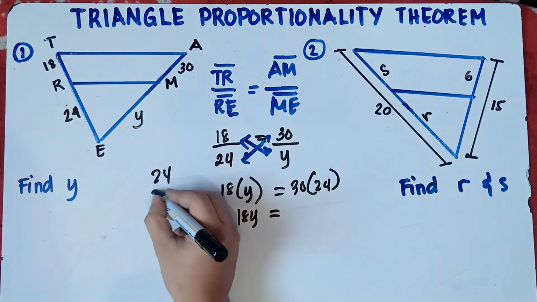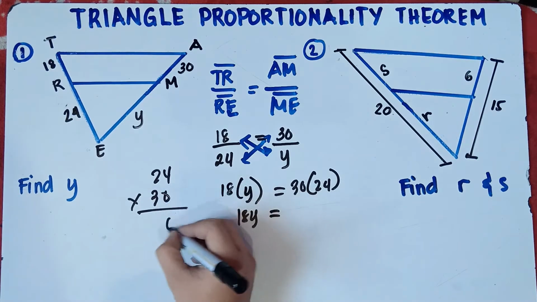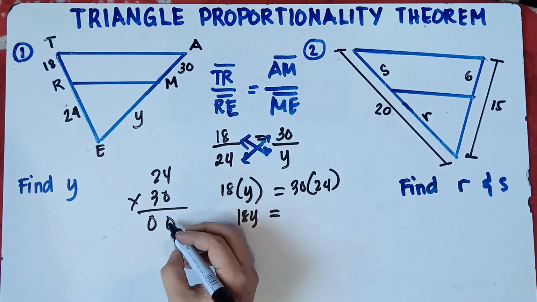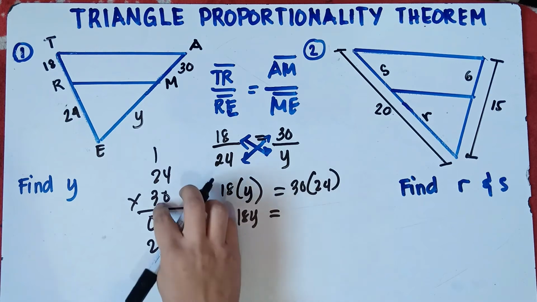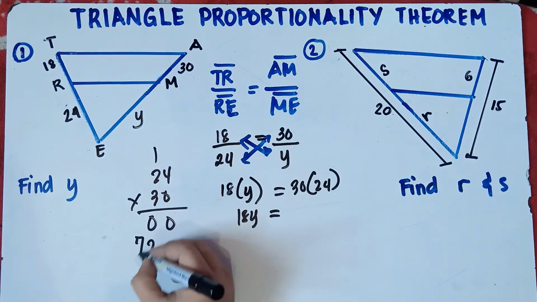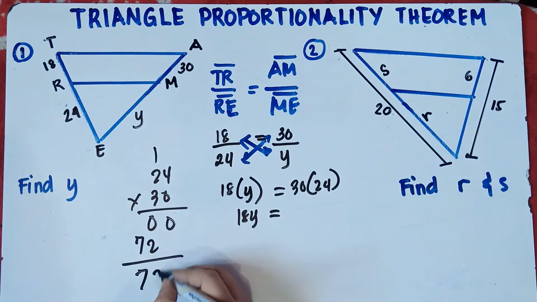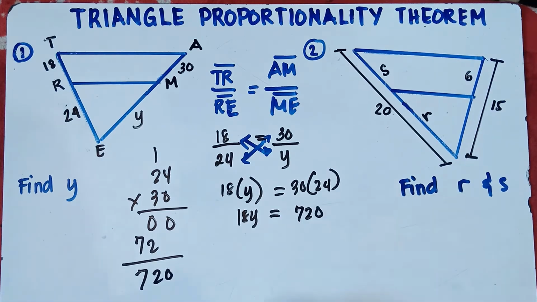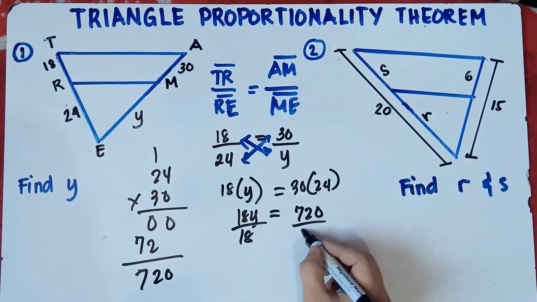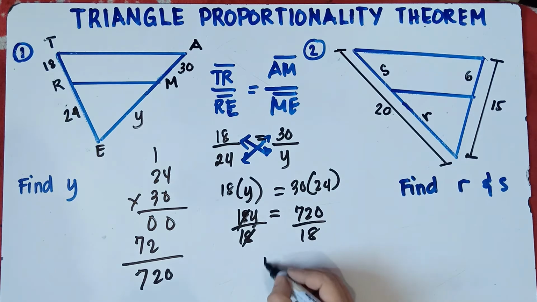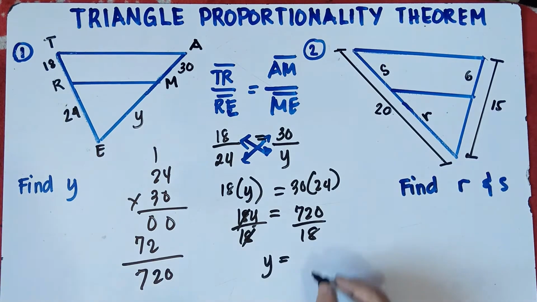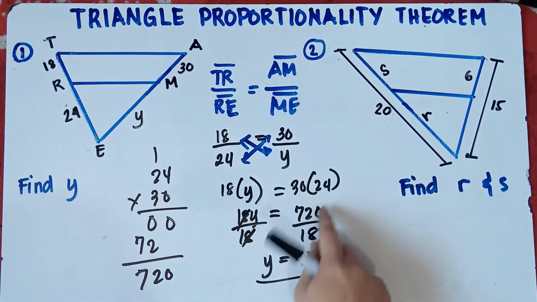So 24 times 30. So 0, 0, 3 times 4, that is 12. Carry 1, 3 times 2, that is 6 plus 1 is 7. So this is 720. Then divide by 18. So 720 divided by 18, that is 40. So our y is 40. But once again, class, it is complicated because these are large numbers.